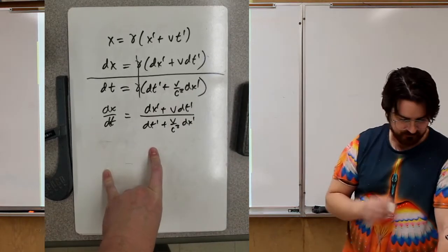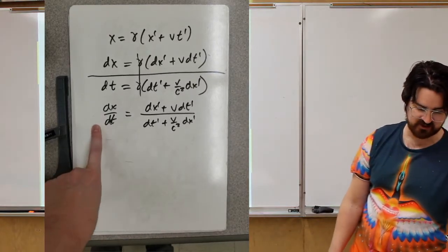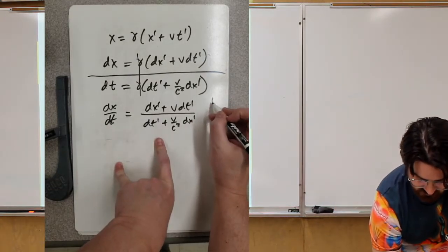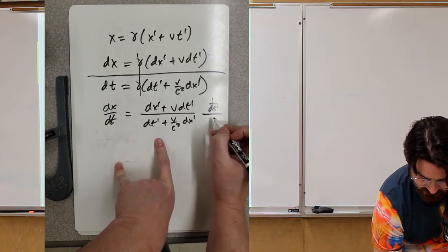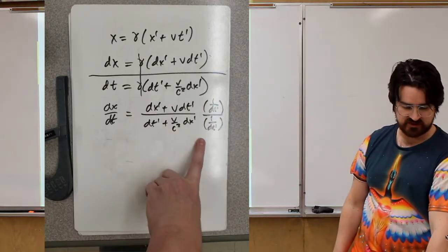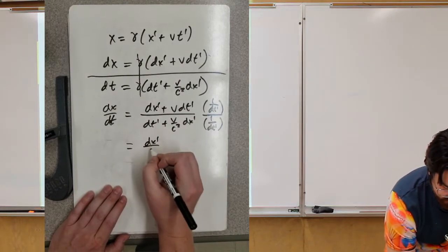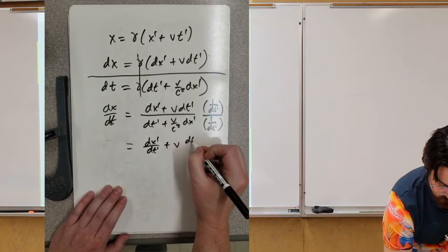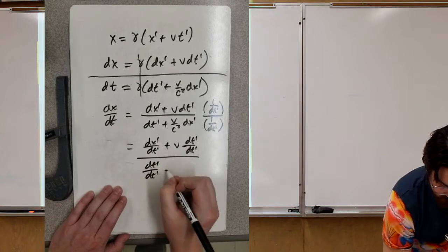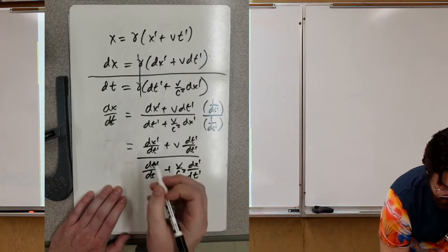To get that. And then essentially this is now the velocity in the unprimed frame, in the stationary frame. I want to relate it to the velocity in the moving frame. So I'm going to do some more bad math here and multiply by 1 over dt prime over 1 over dt prime. What's that going to get us? Well, it looks like it gets us that.